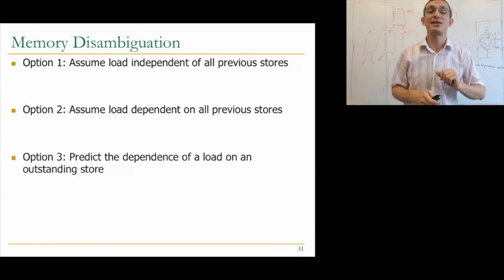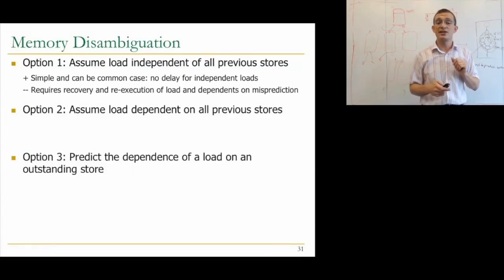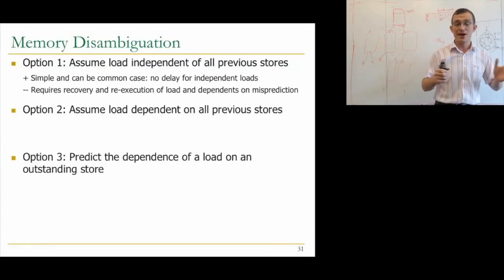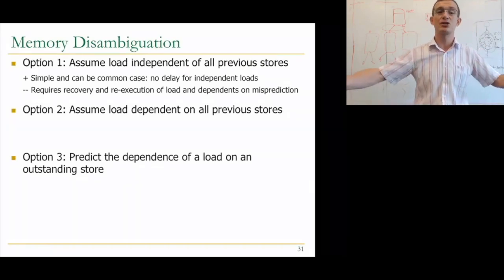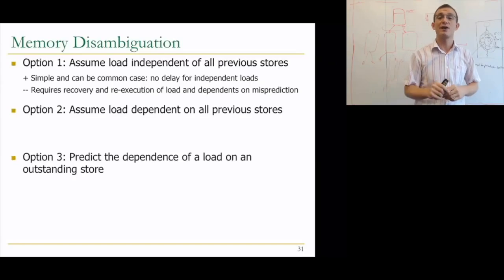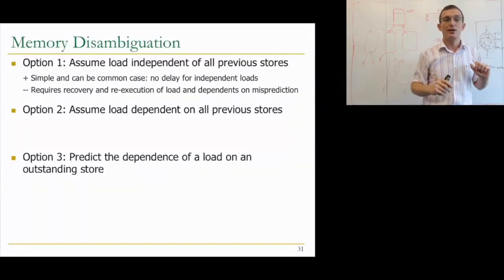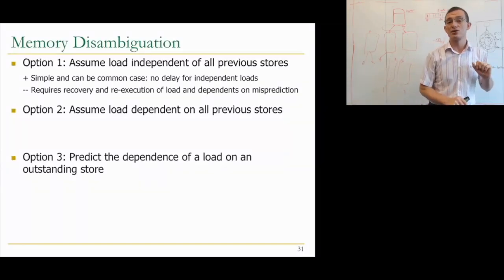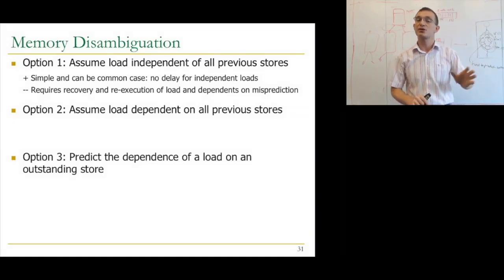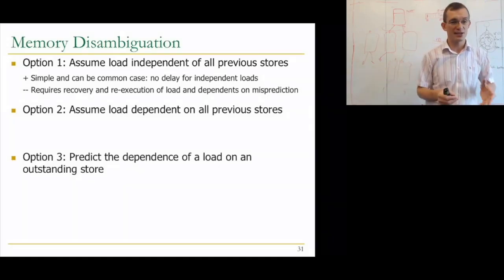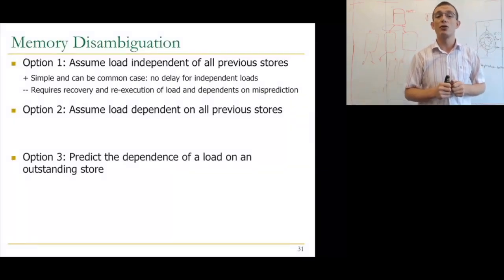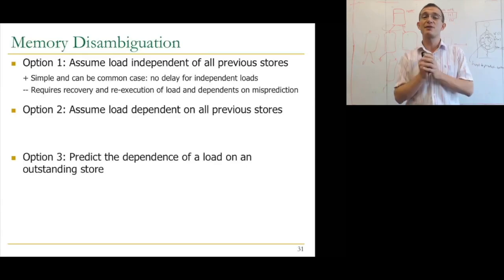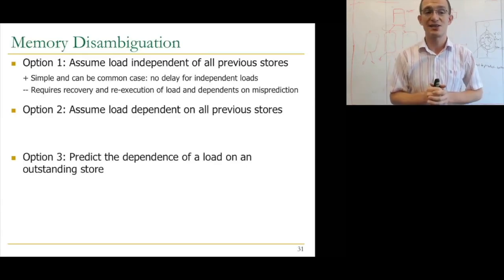So let's take a look at these 3 options. Assuming the load is independent of all previous stores, the advantage is that it's simple, and it can be the common case, right? There may not be many stores that are producing values to nearby loads. So there is no delay for independent loads in this case, right? And previous research has shown that most loads are actually independent. The downside of this is it requires recovery and re-execution of the load on a misprediction. And when the misprediction rate increases, the performance tanks in this case.